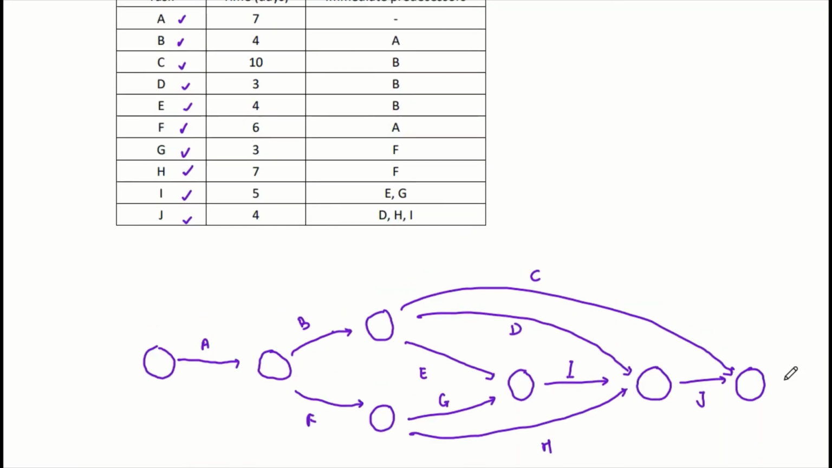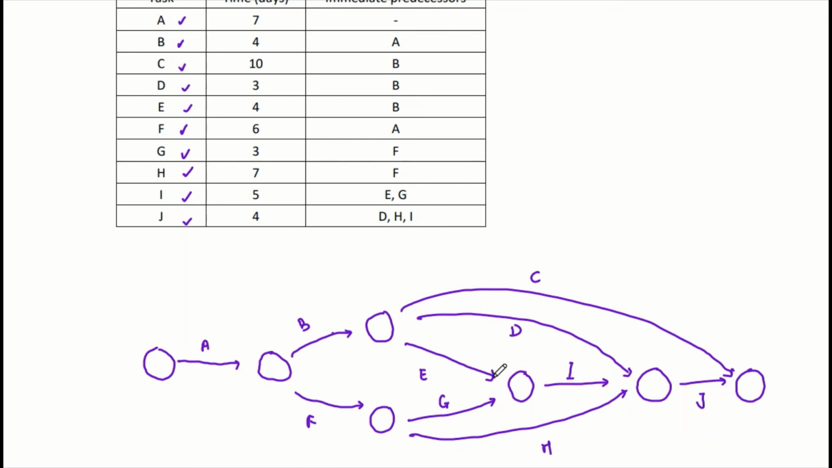All right, so after we finish everything, please always try to check whether you have put in everything. So A to J, you have everything already. A, B, C, D, E, F, G, H, I, J. So you have 10: 1, 2, 3, 4, 5, 6, 7, 8, 9, 10. All right, then now we can put in the durations: A 7, B 4, C 10, D 3, E 4, F 6, G 3, H 7, I 5, and J 4. All right, so that's the idea.